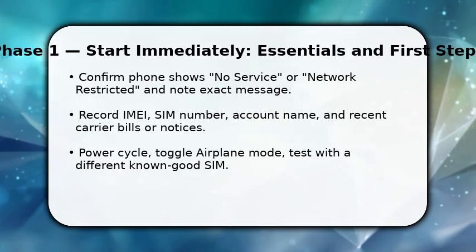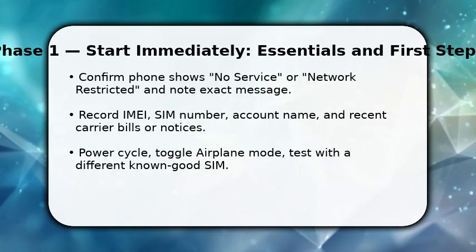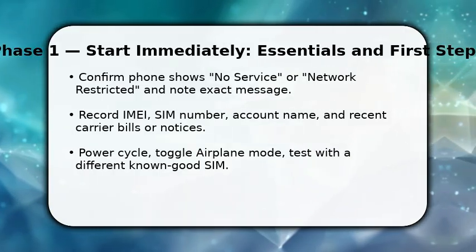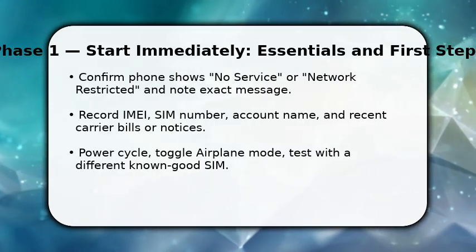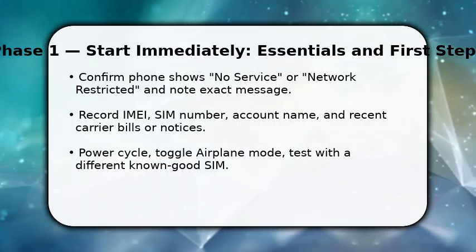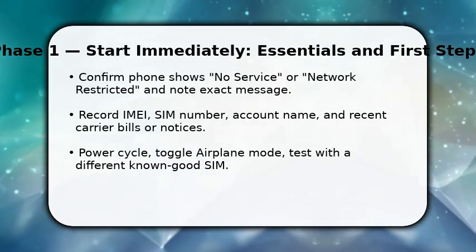Enjoy the video. You start by confirming the exact restriction message, and you collect the IMEI, SIM number, and account details. This matters because carriers and databases use those IDs. Once done, power the phone off for 30 seconds, remove and reinsert the SIM, and toggle airplane mode. Do these quick fixes first because many blocks clear with a simple re-registration.